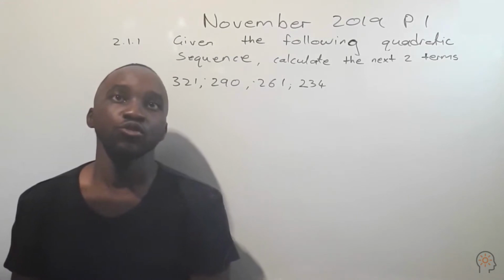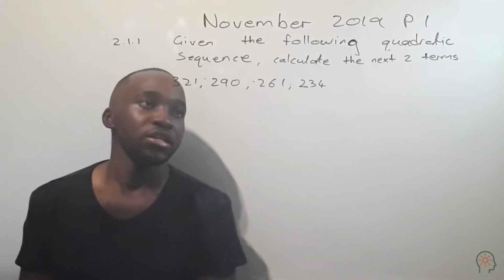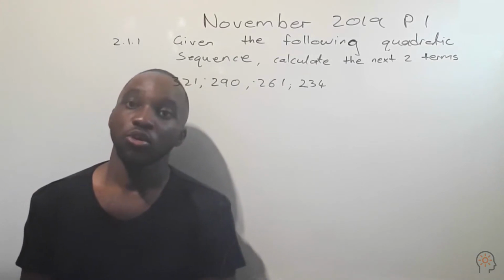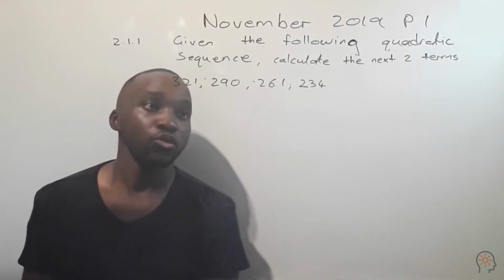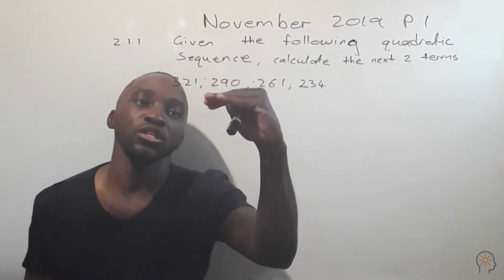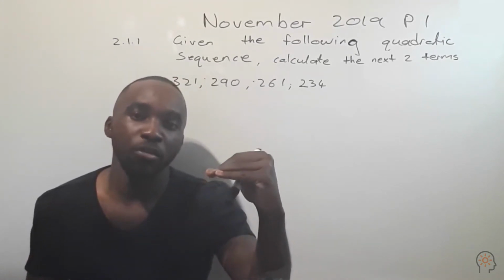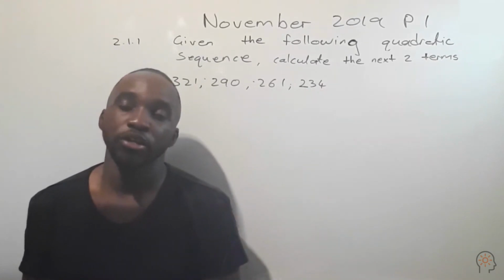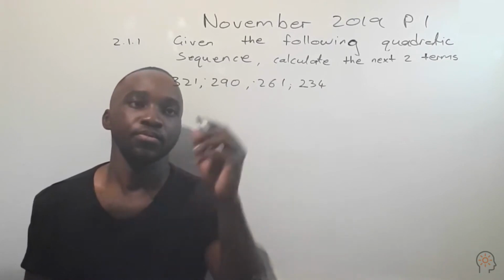Okay, so with 2.1.1, they were basically asking us to work out the next two terms, given that this is a quadratic sequence. It's a simple question, and for us to work out the next two terms, we firstly want to see what is the second common difference, and then work backwards to get our next two terms, right?